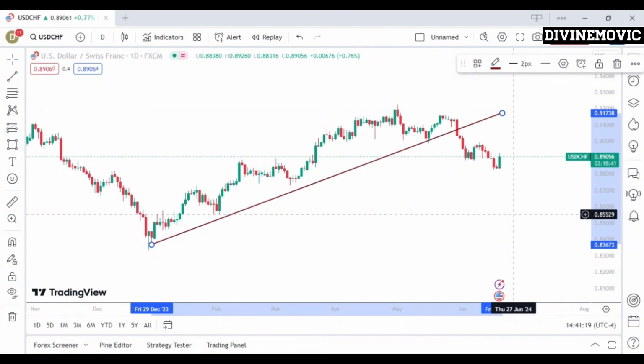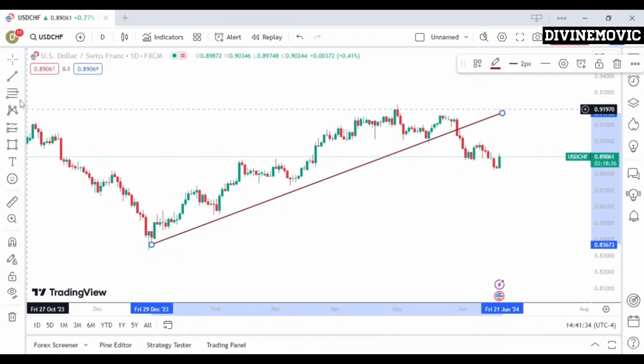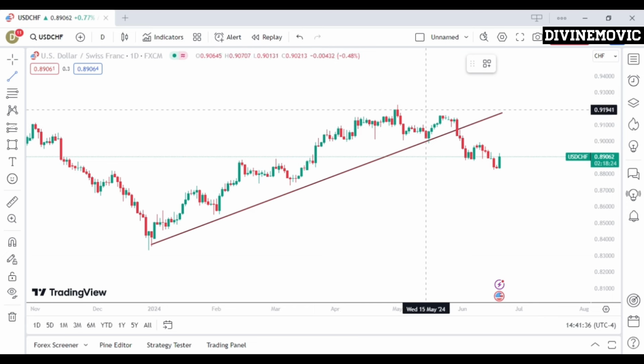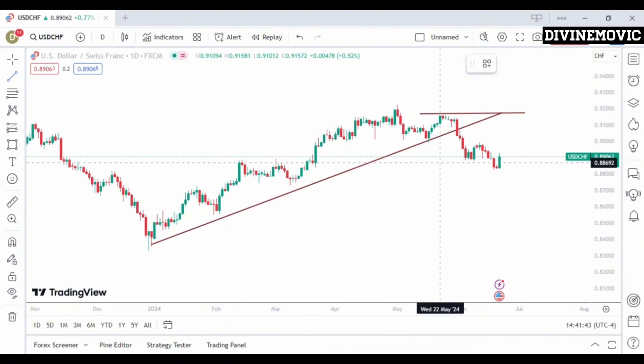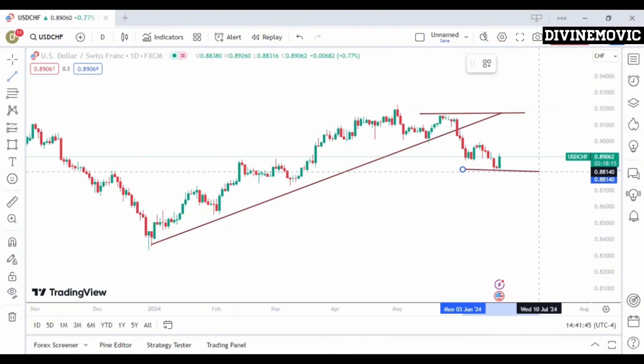So basically, what we're looking for is sells on USD CHF because price is below the trend. Now, where do we sell from? For us to know where to sell from, we want to identify the key levels. And where's our key level? This point is basically our key level. And the current point here is also our key level.